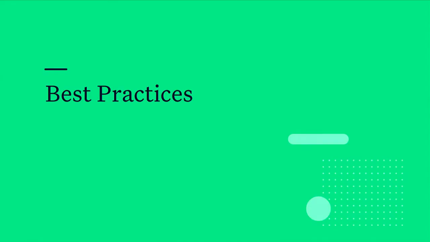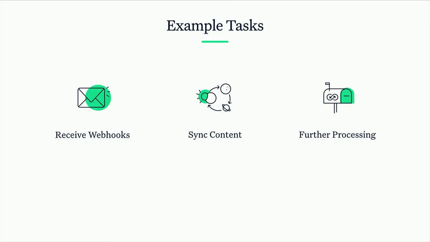All right, then let's dive into the best practices. The first best practice is about the function scope. And what do I mean with that? I want to give you an example. So let's consider you have different tasks to do in your app. This could be, like in our case, you want to receive webhooks, or you want to synchronize content, and then you want to do some further processing.